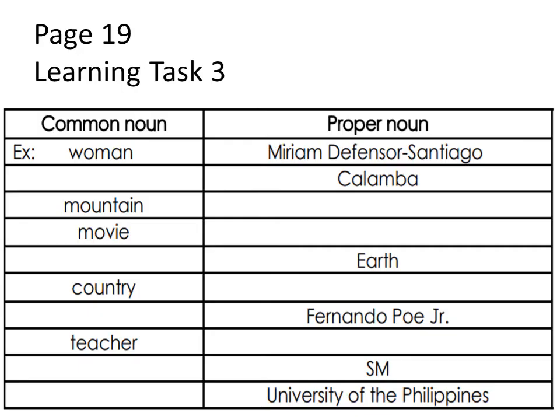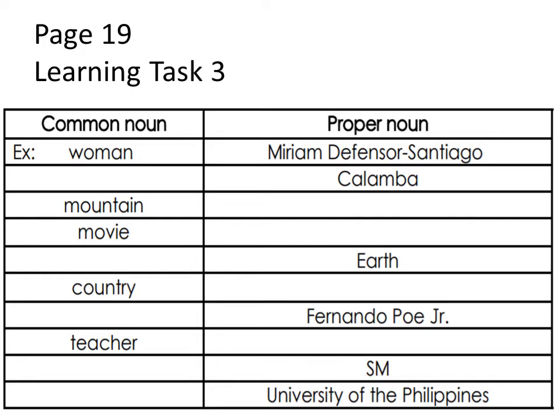Now let's try to answer page 19, learning task 3. You just have to write your answers in your notebook. No need to copy this, just write your answers in your notebook. As you can see here, we have common noun and proper noun. For example, woman is an example of a common noun, and now we have to give the proper noun. An example here is Miriam Defensor Santiago.